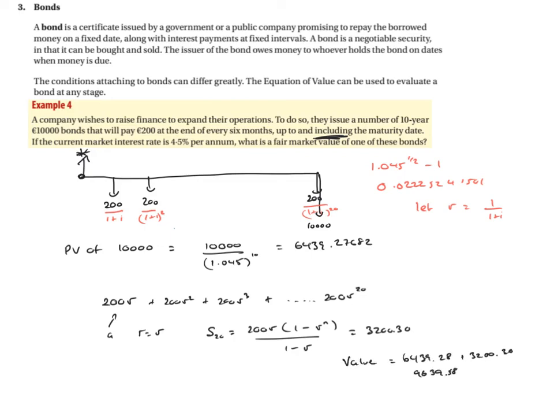That comes to 9639.58. What that means is that for this to be absolutely fair, for nobody to win, this would be worth €9,639.58 today for me to have this income stream. If I was offered this at a lower price, suppose the company says we'll give this to you for 9,000, then I would say, yep, I'll definitely have that, because then I'd have a net present value of 639.58. If the company was trying to sell this for 10,000, I'd say no, go away.